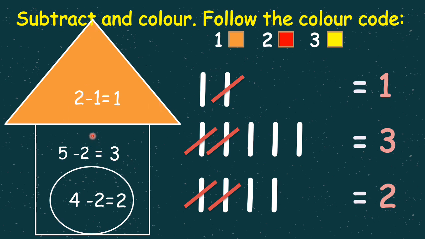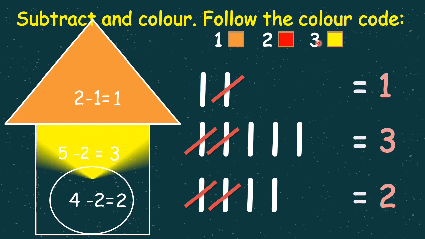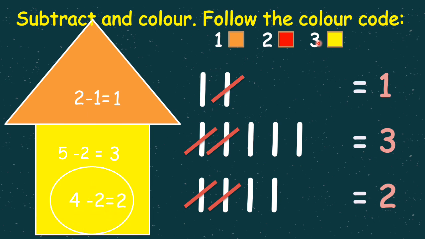Very good. And what do you see here? Now we have to color the square next. What are we going to color? The square. What is the answer for square? 3. And what's the color given for 3? It is yellow. So now you color the square in yellow.